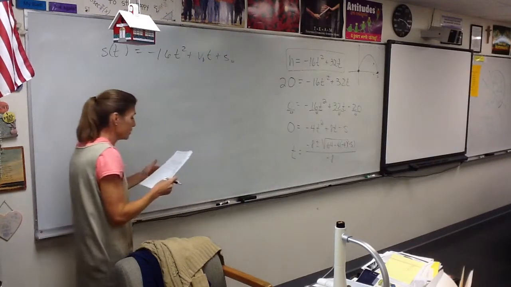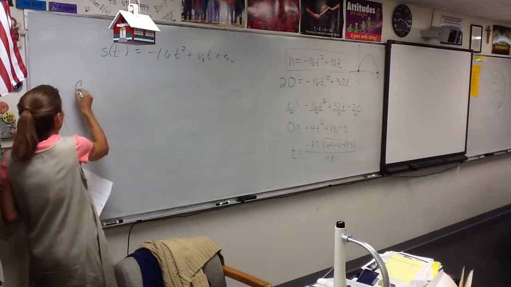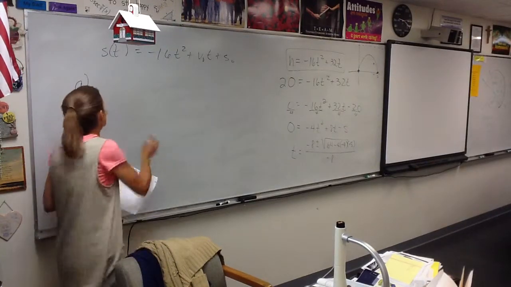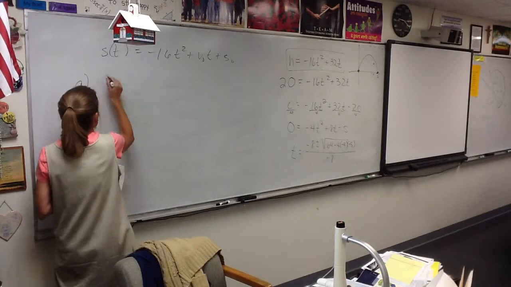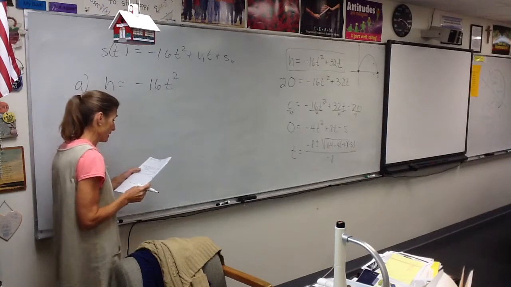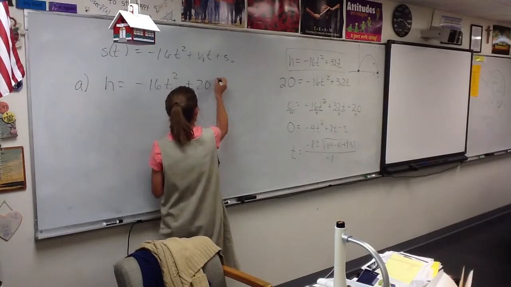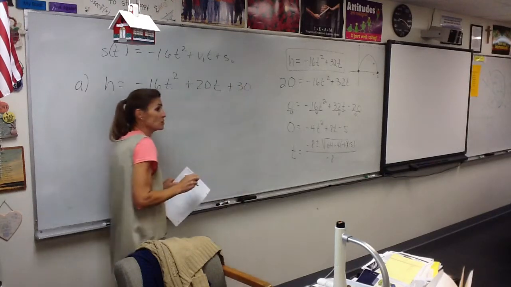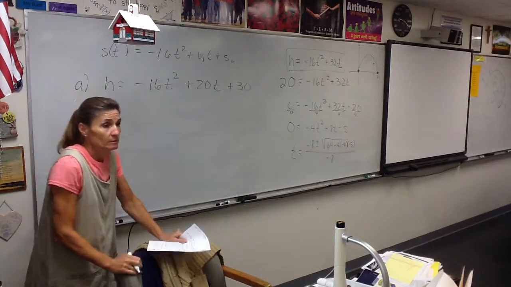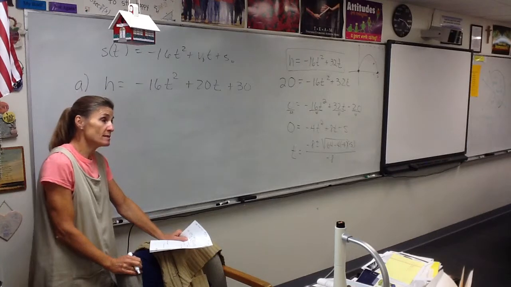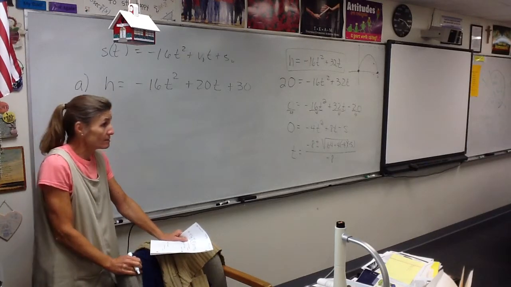Okay, so here we go. What's going to go in blank A? What is the equation for this problem? Negative 16t squared. Negative S, we'll use H. H equals negative 16t squared plus 20t plus 30. Now let's stop there and make sure everybody's with us. Everybody understand why the 20 is where it is and the 30 is where it is?